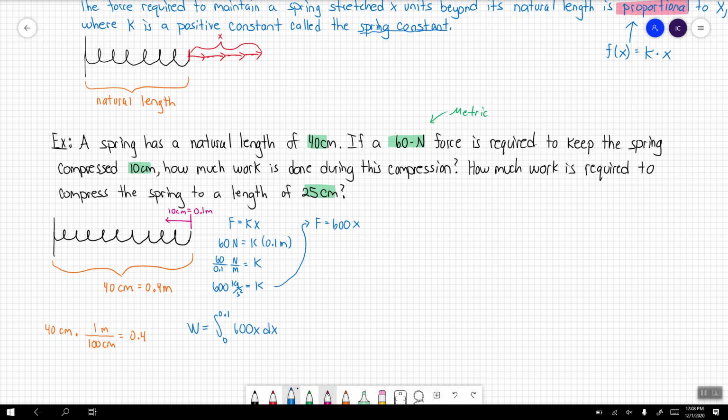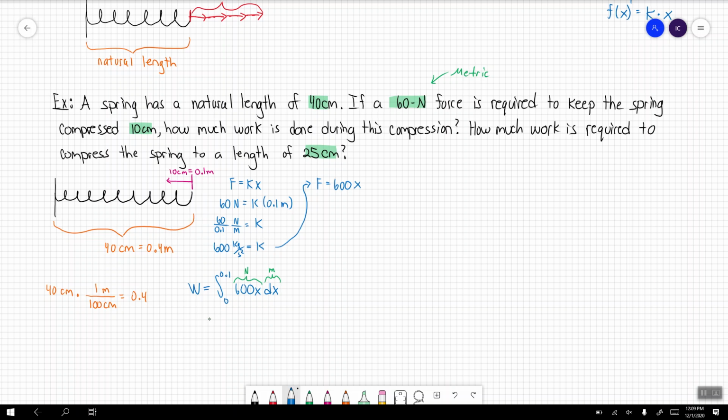So what will this add then? The units of measurement here are newtons, and this change in x is going to add another measurement of distance, which means we're multiplying newtons times meters. Overall, we get a unit of measurement of joules. So doing this integration, x to the power of 2, so 600 divided by 2 gets us 300, evaluated from 0 to 0.1. So doing this evaluation now gets us 3 joules. So a 60 newton force is required to keep a spring compressed to 10 centimeters. However, the work being done during that compression is 3 joules.